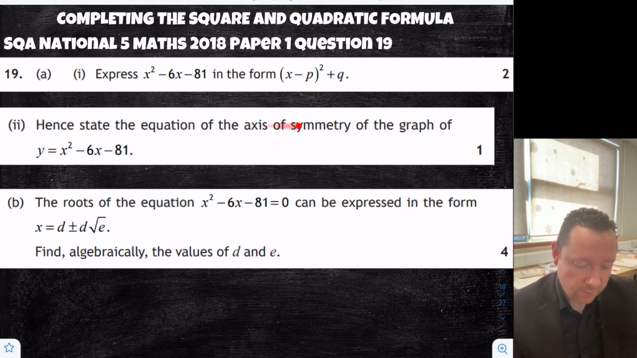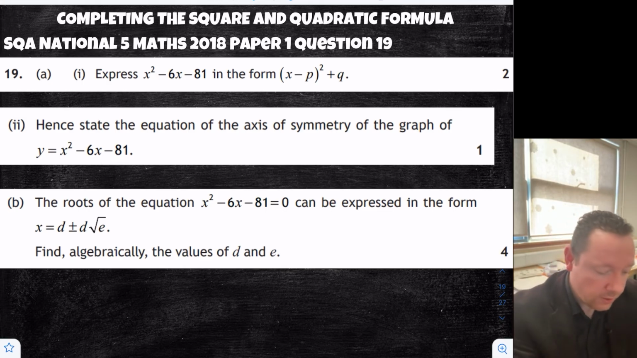Then state the axis of symmetry, which we'll get to, and the roots of this can be expressed in this form. Find algebraic d and e. So this is a quadratic formula question in a paper 1. We've expressly put it like that because that's what it looks like before you've got your answer. So let's go through this step by step.